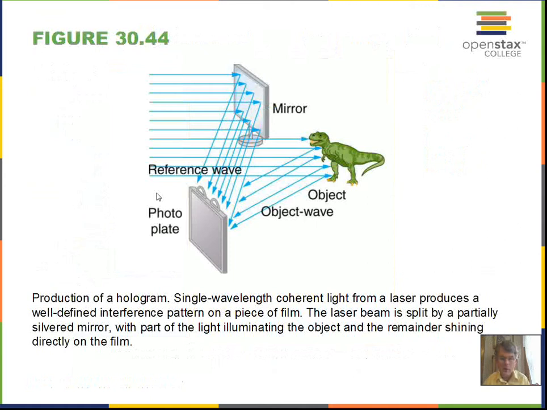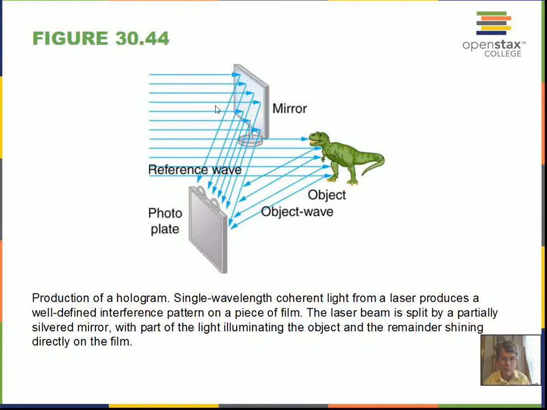Well, here we have coherent light. That's important. The peaks are all organized here. A portion of the beam strikes a mirror and goes to the photographic plate where we're going to make the hologram. A piece of film that gets exposed, and the light causes a chemical action in the film. Part of the beam goes to the object, reflects from the object, and comes back to our photographic plate.